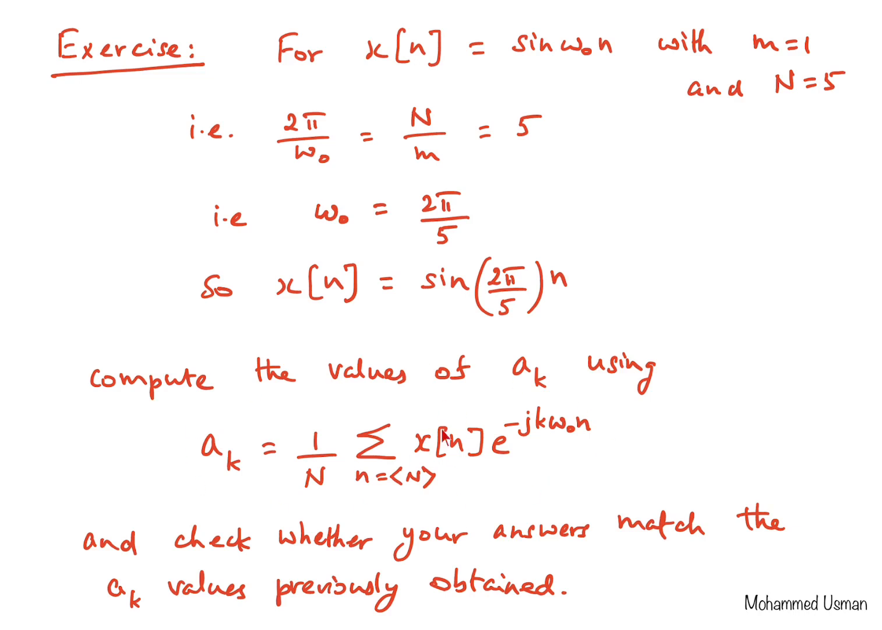So you can substitute x of n in the summation, which is sine of 2 pi by N times n, and work out the values of a_k. So try to find a_0, put k equal to 0, put k equal to 1, and so on, and compute the values of the a_k's and see that the answers match with what we have seen previously. I'll leave that as an exercise for you. That is a fairly simple summation. It may be a bit lengthy, but it's not difficult. So you can do it yourself and verify that you get the value of a_k to be the same as what we have obtained previously.